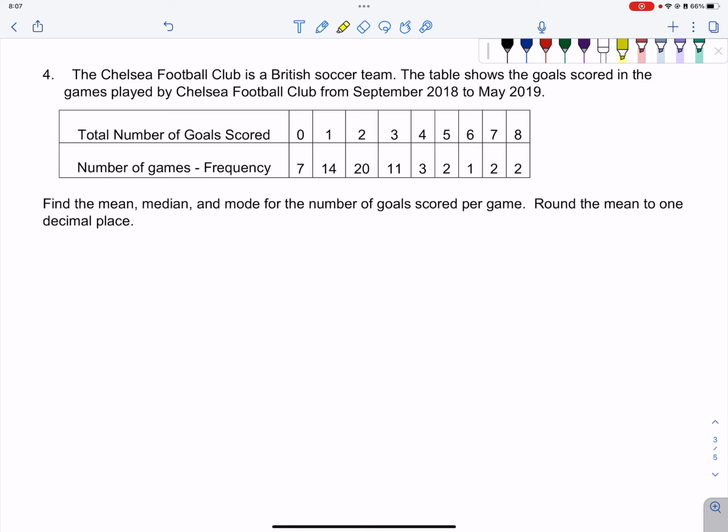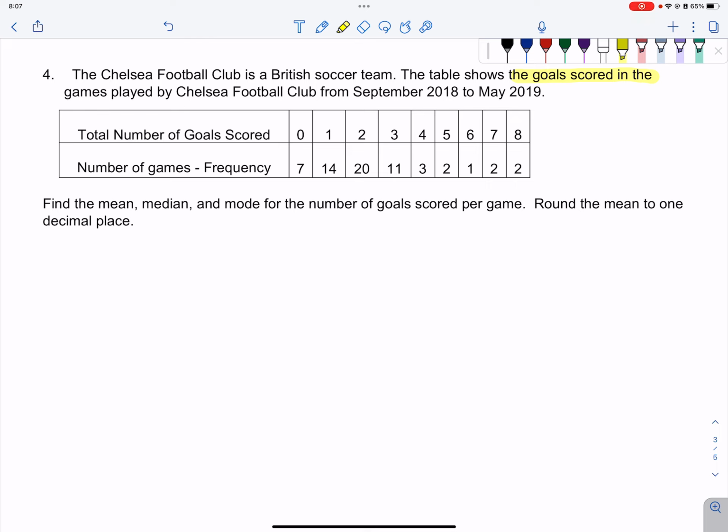In this next problem, we have been given a frequency table that we need to use to calculate our mean, median, and mode. So here we have been given a frequency table that shows the goals scored in the games played by the Chelsea Football Club from September 2018 to May 2019.